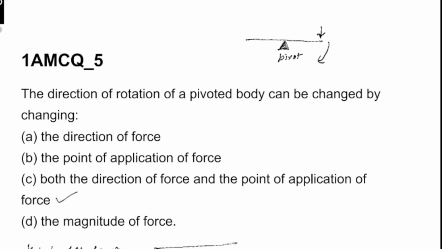Also, I can do one thing. In this seesaw example, if I apply a force like this, the rotation will happen this way, or anti-clockwise. What if I change the point of application of force? Instead of this, I put the force here, right? The direction is the same, upwards, but now I'm changing the point of application of the force. So if this pivoted body is now applied force here on this point, it will go in another direction, and we will get clockwise rotation. So both the direction of force and the point of application of force can be used to change the direction of rotation.